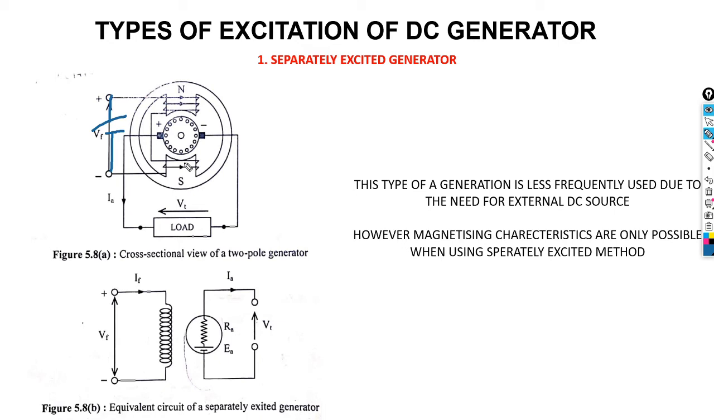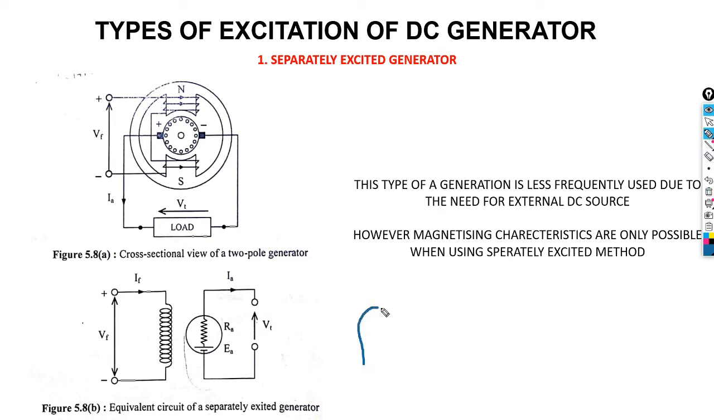That's why this type of generation is less frequently used, due to the need of an external source. So we need a source in order to produce flux in our DC machine. Here we need to connect a battery across our field winding, which means our poles, so that our poles can induce an electromagnetic field. However, this type of winding is used for the magnetizing characteristic, so it's possible only when you have a separately excited generator.